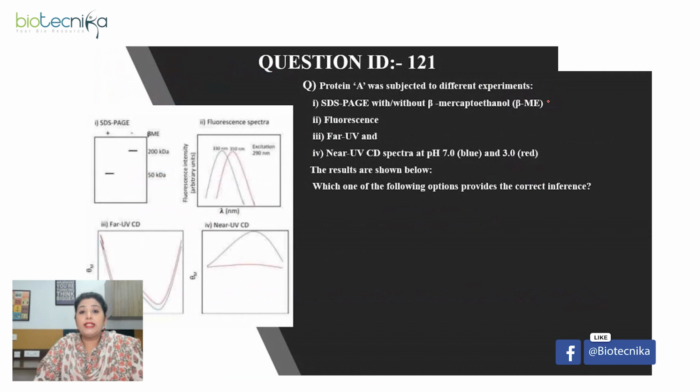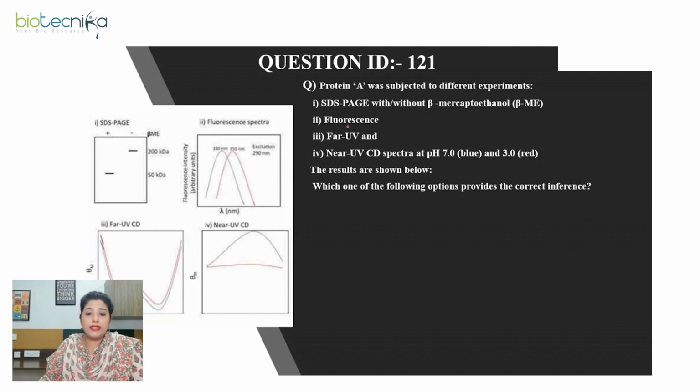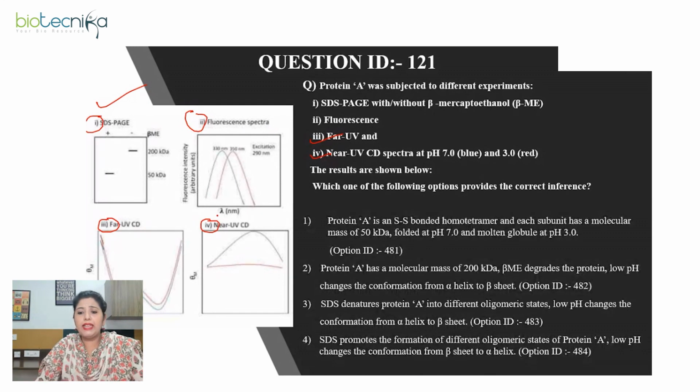Now, moving on to another question. Protein A was subjected to different experiments: first, SDS-PAGE with or without beta mercaptoethanol; second, fluorescence; third, far UV; and fourth, near UV CD spectra at pH 7 and 3. The results are shown here: first, second, third, and fourth, for SDS-PAGE, fluorescence spectra, far UV, and near UV CD. These are the options provided, and it has been asked which one of the following options provides the correct inference.